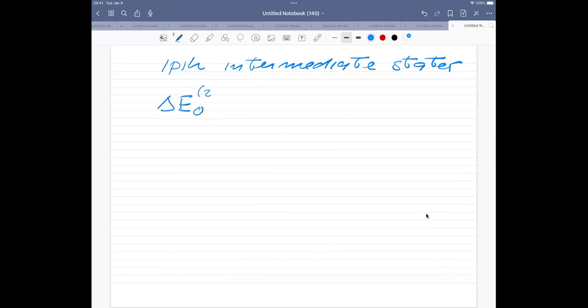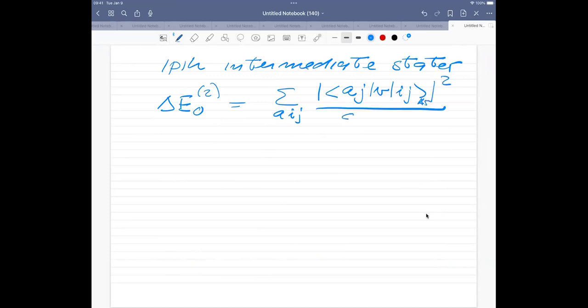E0 to second order, which simply reads the sum over A, I, J, and then I have my matrix elements or integrals, which go like A J, V, I J squared. And these are anti-symmetrized elements. And then I have my single particle energies, epsilon I minus epsilon A.